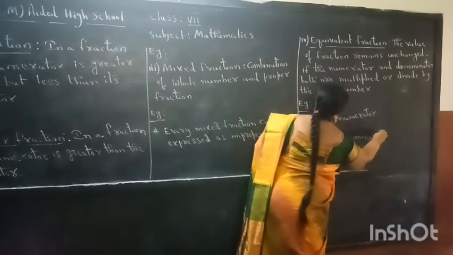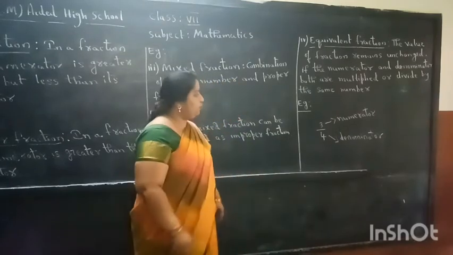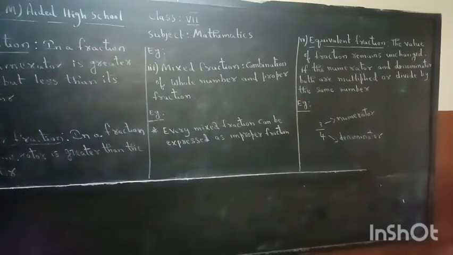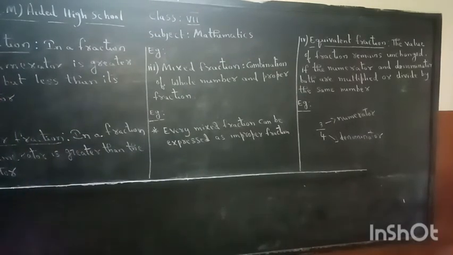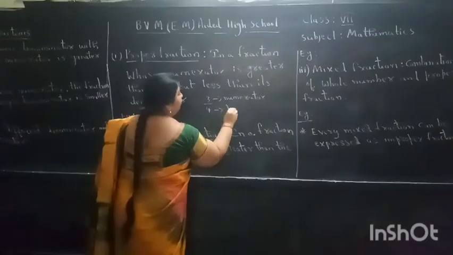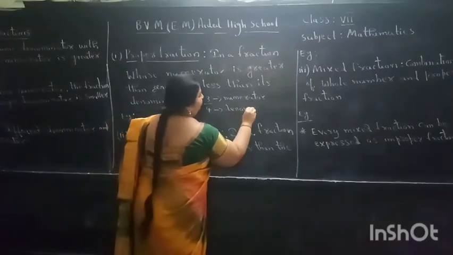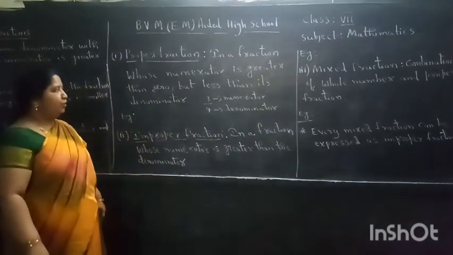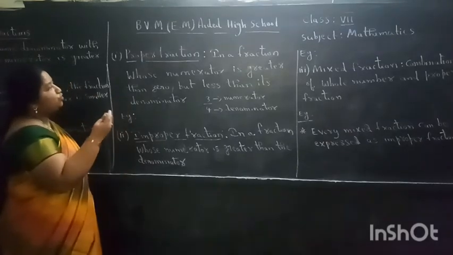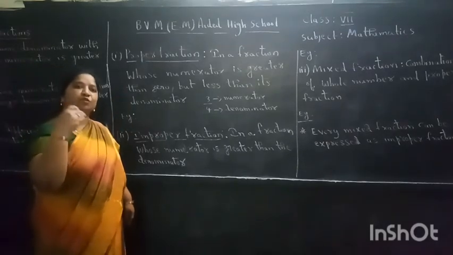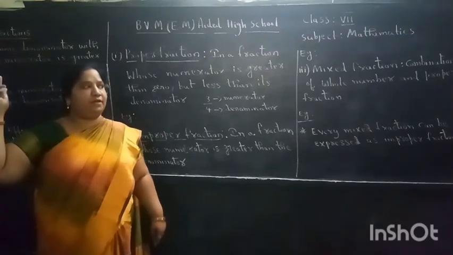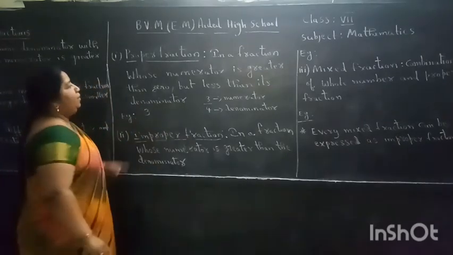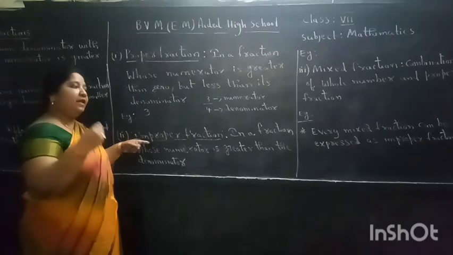You know very well which is the numerator and which is the denominator in a fraction. The first one, proper fraction: a fraction whose numerator is greater than 0. Greater than 0 means 1, 2, 3, 4, 5, etc. So for the numerator greater than 0, you take 3. But less than its denominator.